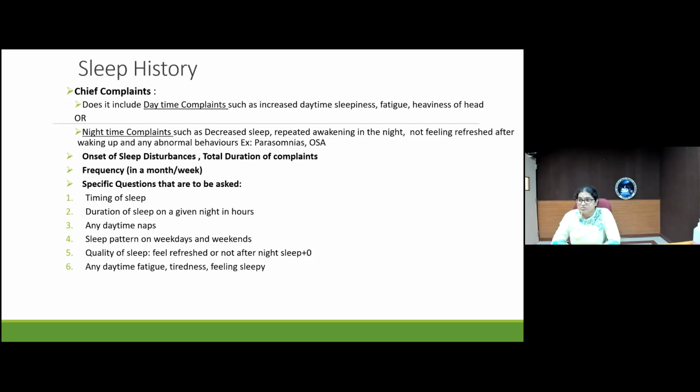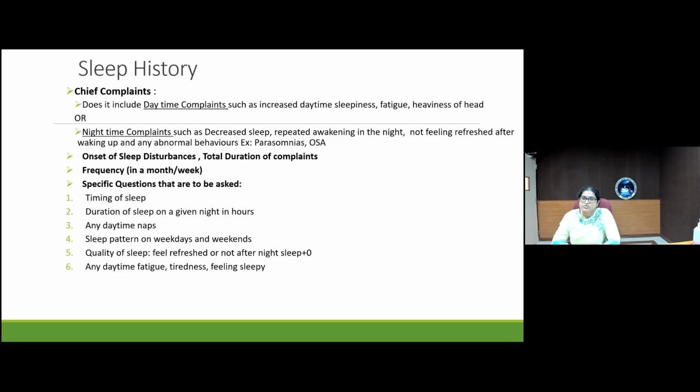Any daytime naps? Very important. If somebody is napping through the day or has long naps and continues to have sleep disturbance in the night, that is something that we'll need to address. Sleep patterns on weekdays and weekends. Very often somebody may be sleep deprived. For example, we were discussing circadian rhythm sleep-wake disorders. Sometimes for some individuals, such sleep patterns can be the norm.